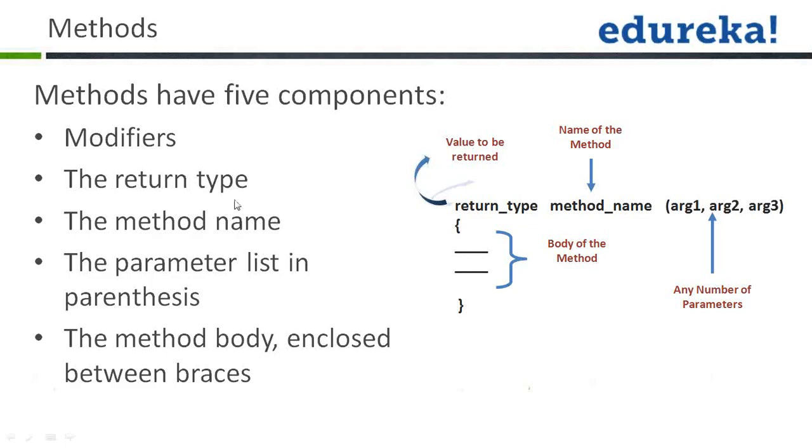Now we come to return type. A method can return a value. It could be an integer value, a string value, a character, float, or it could return nothing. If you are not returning anything, you'll be mentioning void in place of the return type. That means this method will not return anything.